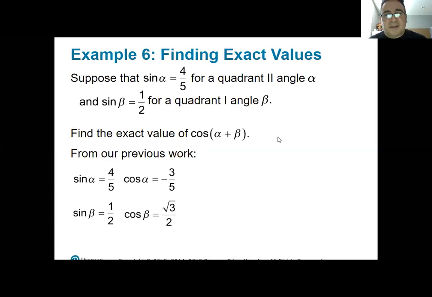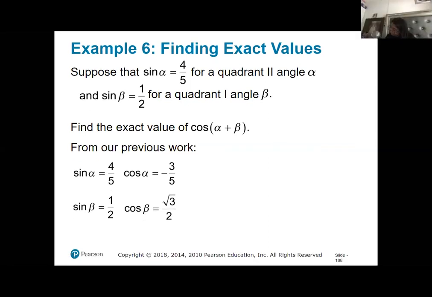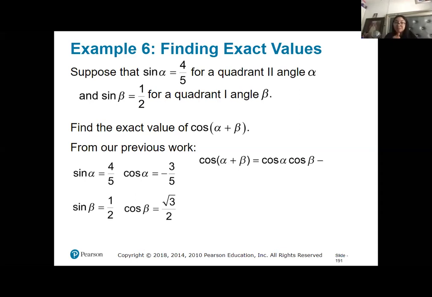So now we want to know the cosine of alpha plus beta. So what's that going to be? What's the formula? Cosine of alpha times cosine of beta plus sine of alpha times sine of beta? Wait, no, is it plus? Look in your notes. Okay, minus. Cosine of alpha times cosine of beta minus sine of alpha times sine of beta.